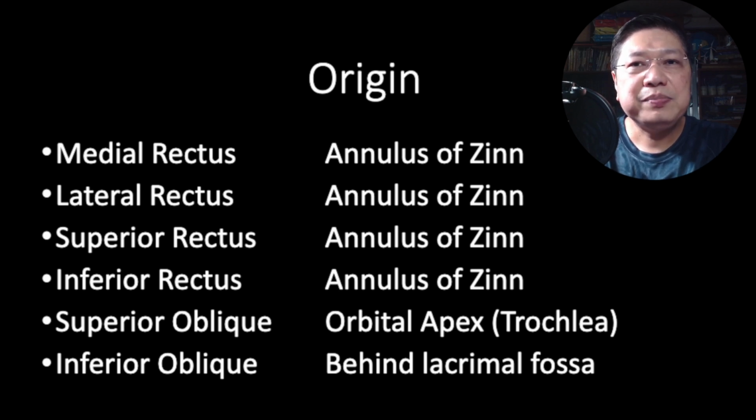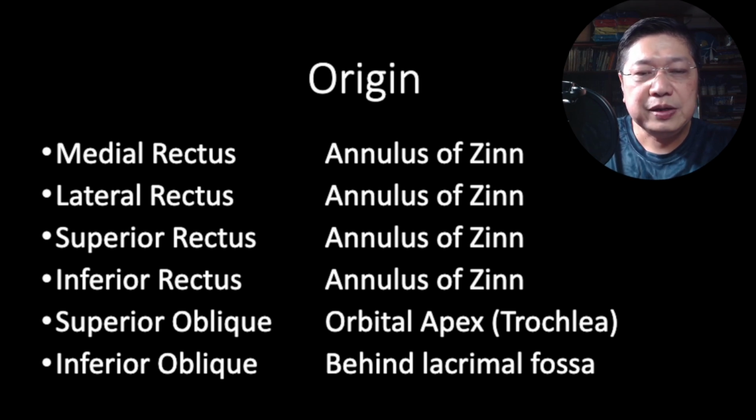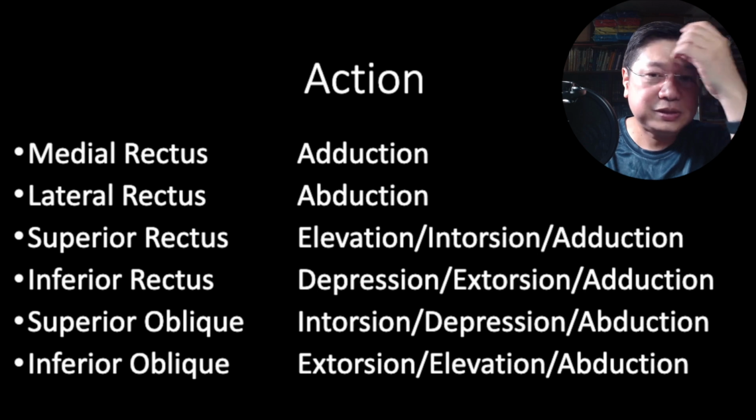The inferior oblique comes from behind the lacrimal fossa. Again, it's not coming from the orbital apex, it's coming from just behind the lacrimal fossa.